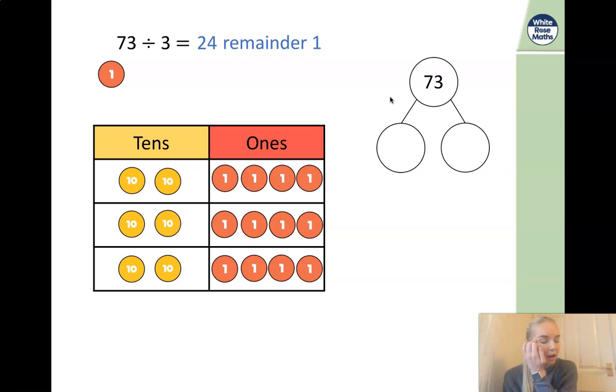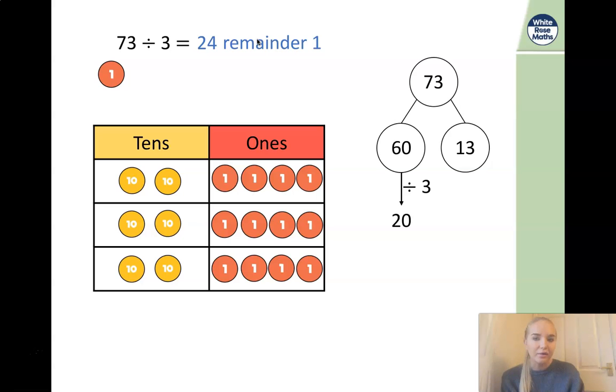Now let's look at my part whole model. We can't partition this number into 70 and 3 because we had to exchange one of our 10s. So we chose to partition this number into 6 10s, as we can see here, which is 60, and 13 1s. We know that our divisor is 3, so we can try and divide 60 by 3. 6 divided by 3 is 2, so 60 divided by 3 must be 20.